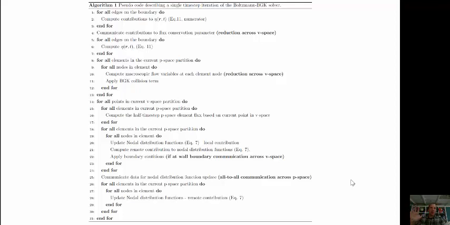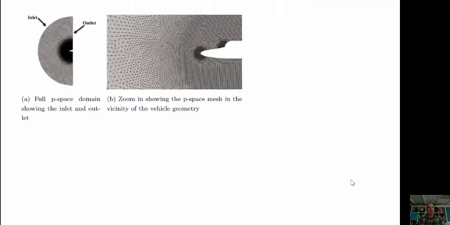The paper, of course, goes into all the details algorithmically of how this is implemented in the code, which in the context of this short video I don't have time to go into, but that is all detailed in the paper. And finally, a test case across which the effectiveness of this parallelization works is explored in the final section of the paper.